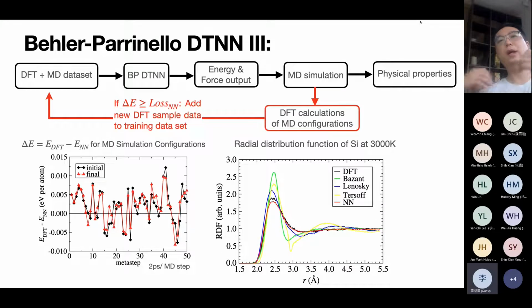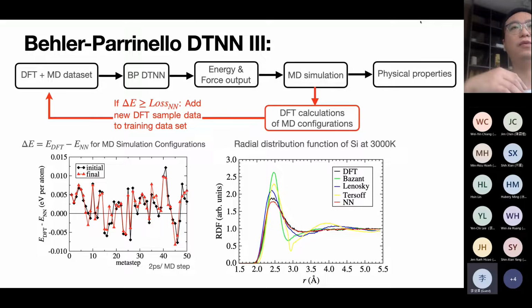Okay, so how does the entire workflow go? The workflow starts with constructing a DFT plus MD data set. We use DFT to run some crystal configurations, and we get some energies, some dipoles and some forces.